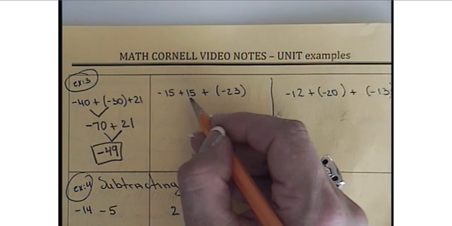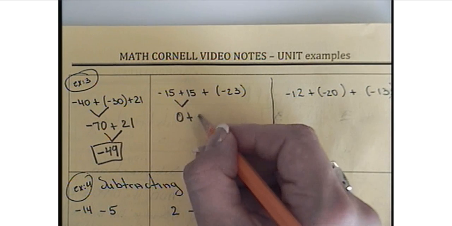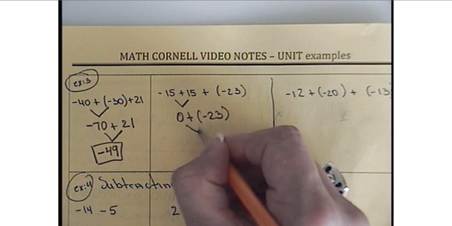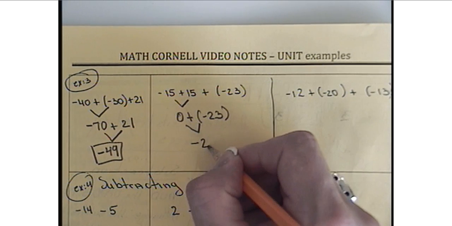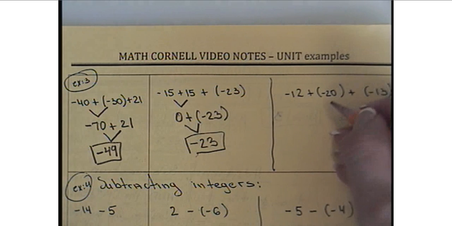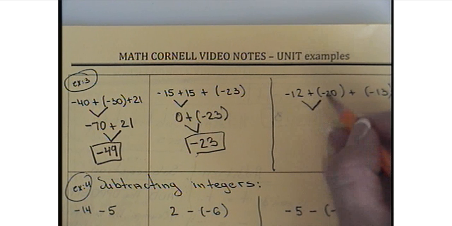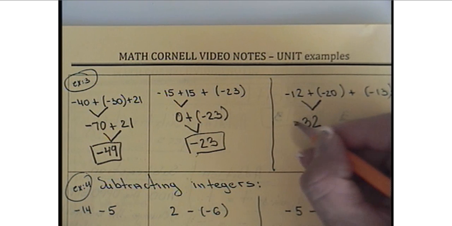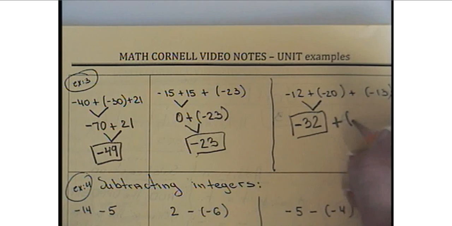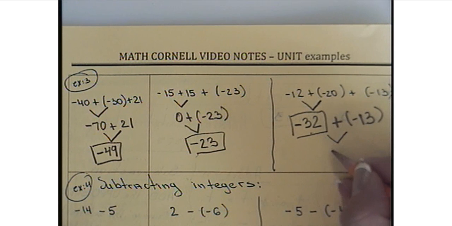For the next example, we have negative 15 plus 15, which is 0, plus negative 23. Well, anything added to 0 will stay the same, so it's negative 23, final answer. Then we have negative 12 plus negative 20. If we have two numbers with the same sign, we add those, we get 32, and we keep the negative sign. Plus negative 13. So negative 32 plus negative 13, we add those two. 32 and 13 will give us 45, and we keep the negative sign because they both are negative.